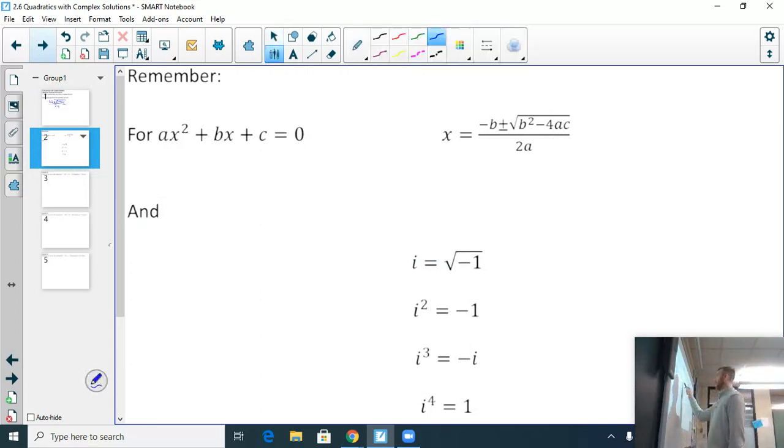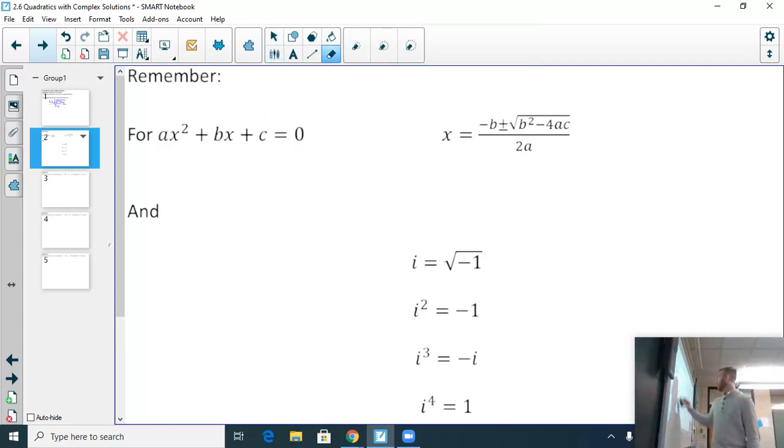Remember, very important, we need to have equals 0, right? Because the quadratic formula really pulls off of that zero product property we talked about. That's where it really kind of comes from. So you do need that equals 0.